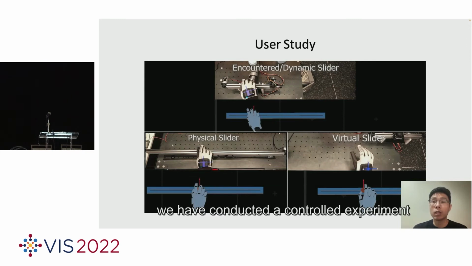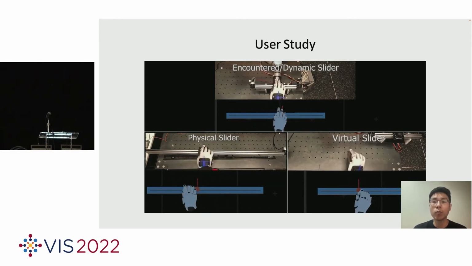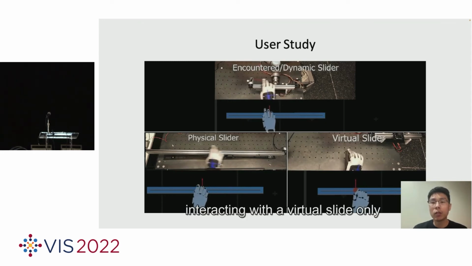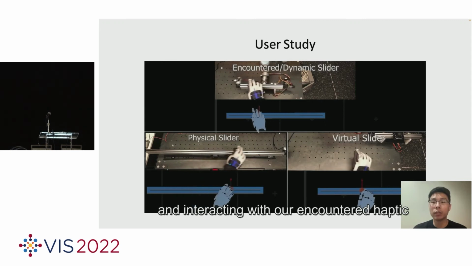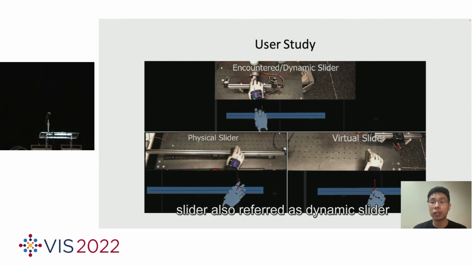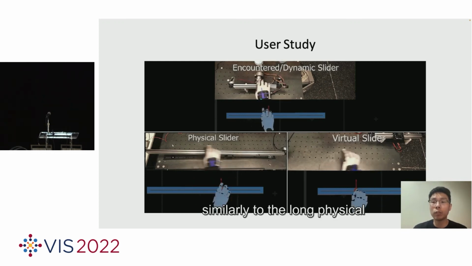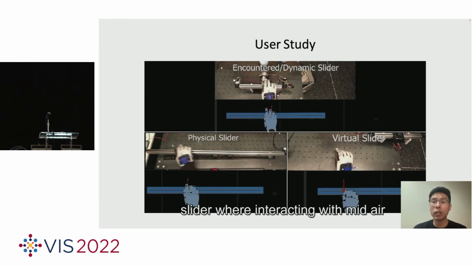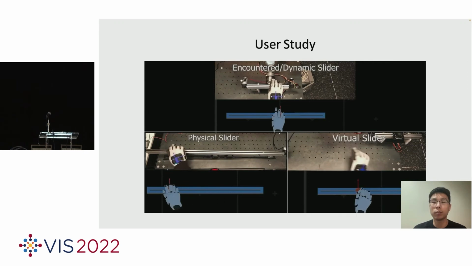We have conducted a controlled experiment to evaluate the performance difference between three conditions in order to control the slider in VR. The conditions are interacting with a long physical slider, interacting with a virtual slider only, and interacting with our encountered haptic slider, also referred to as the dynamic slider. Ideally, the dynamic slider can perform similarly to the long physical slider, and better than the virtual slider, where interaction with mid-air gesture is one of the most common methods.